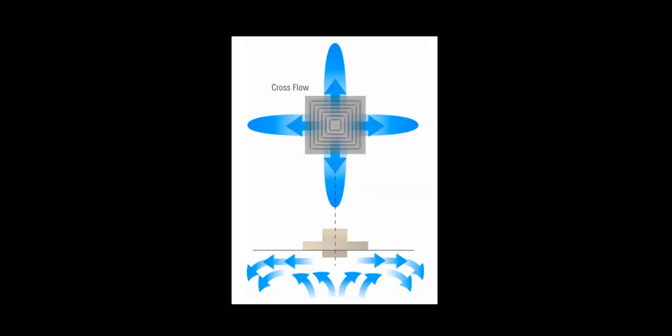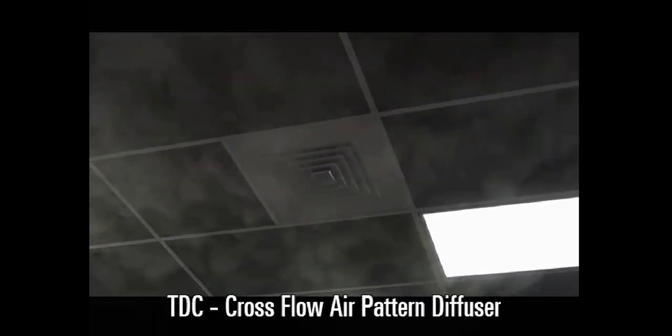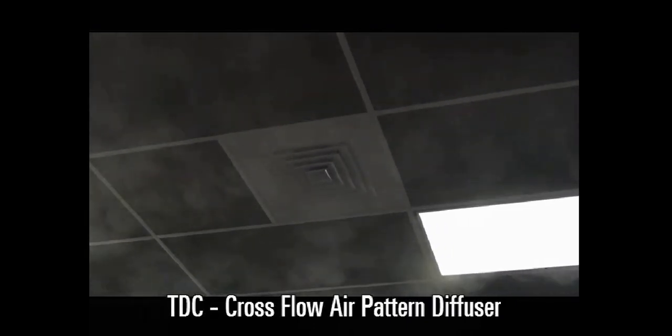Crossflow pattern diffusers also discharge air in all directions, but the airflow is concentrated into very distinct jets, as shown in this illustration. Here are several examples of crossflow pattern diffusers. Crossflow pattern diffusers are typically square. Here is a video of a crossflow pattern diffuser. See how there is very little airflow with no distinct jets in the corners.